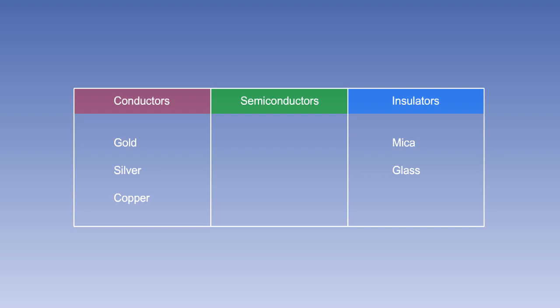Semiconductors, as their name would imply, fall somewhere between conductors and insulators. Silicon and germanium are the two semiconductor elements that are used in the production of electronic components. By far the most commonly used is silicon, which is a very common naturally occurring element. It is, for instance, the main element in sand.